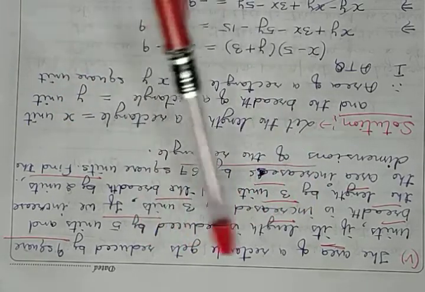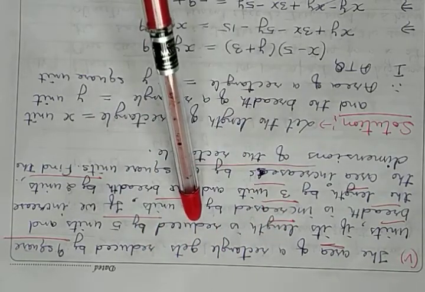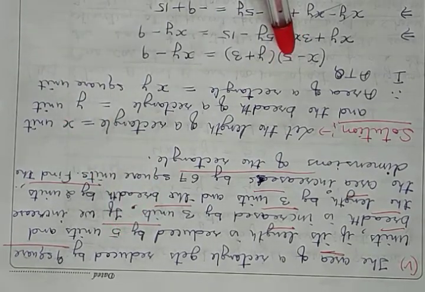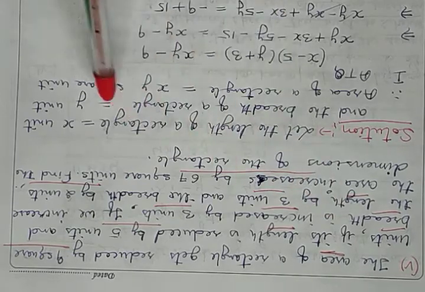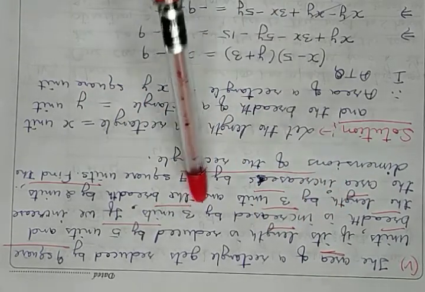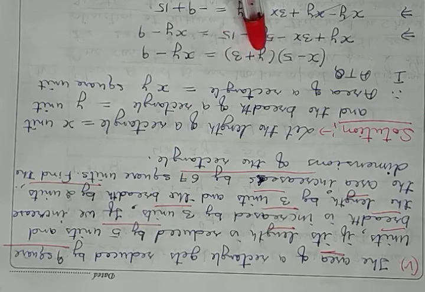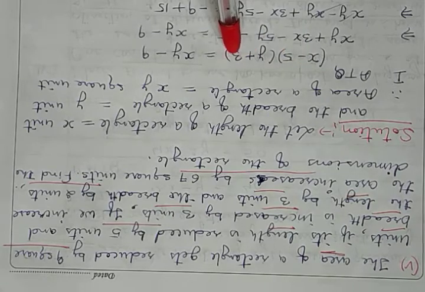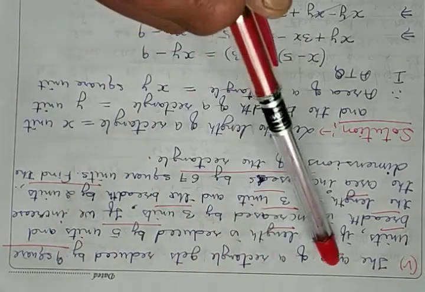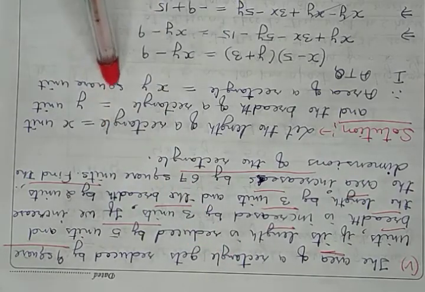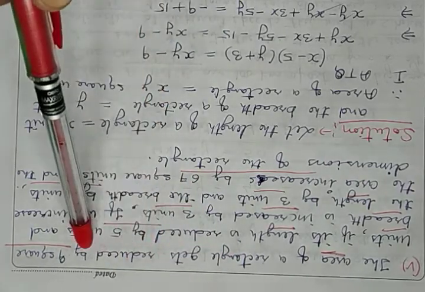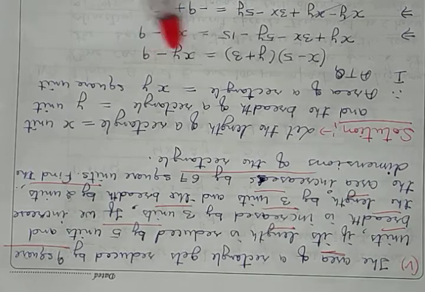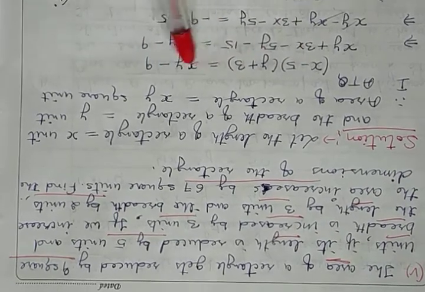It clearly says that if its length is reduced, it means minus. What is our length? Length is x. Reduced by 5, x minus 5. And breadth is y. Breadth is increased by 3, so y plus 3. Length is reduced, minus. Breadth is increased by 3. The area of the rectangle is xy. Gets reduced means minus. Area of rectangle reduced by 9, minus 9. So (x minus 5)(y plus 3) is equal to xy minus 9.